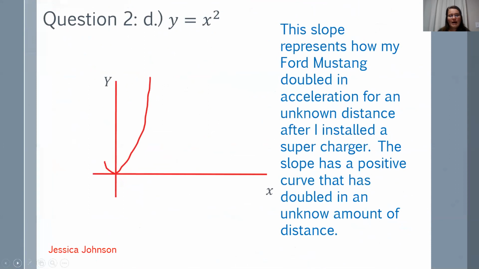Let's look at the variable y equals x squared. This slope represents my Ford Mustang doubled in acceleration for an unknown distance after I installed my supercharger. The slope has a positive curve that has doubled in an unknown amount of distance.